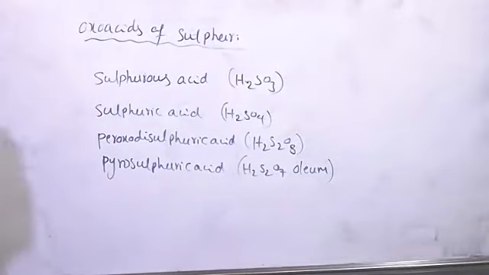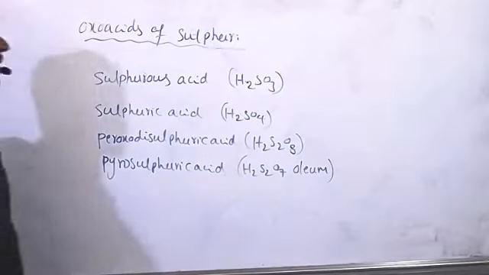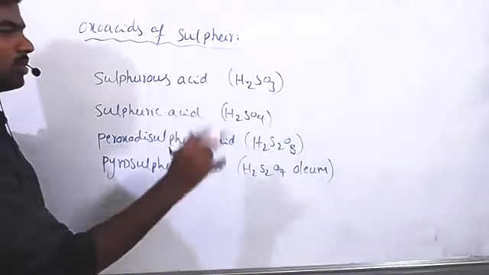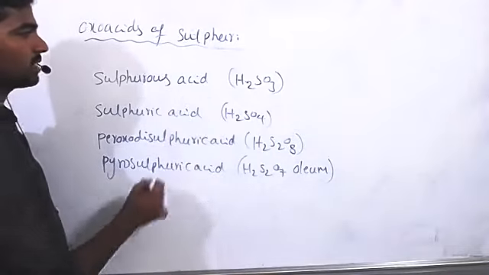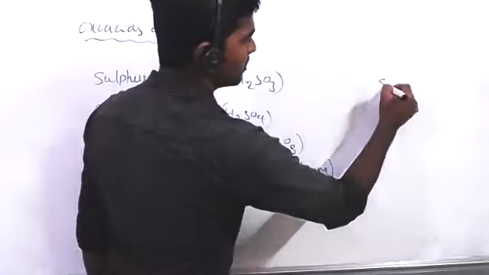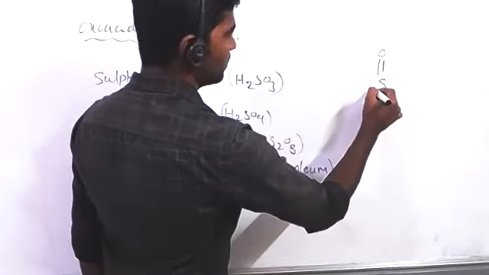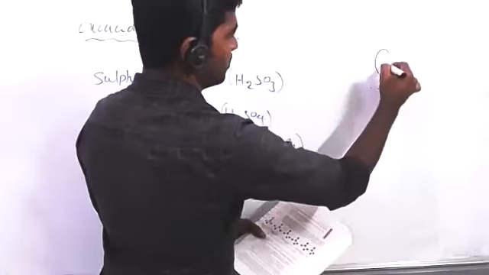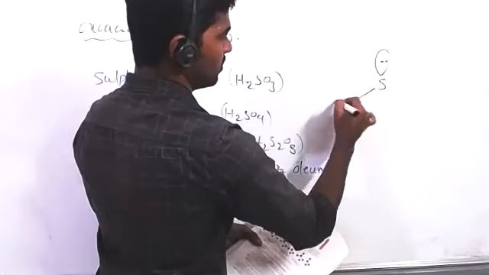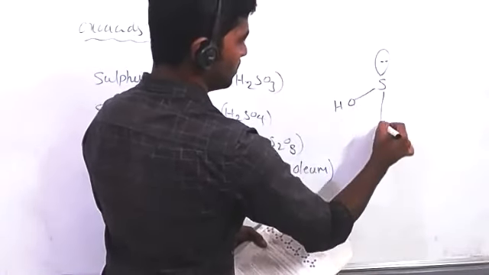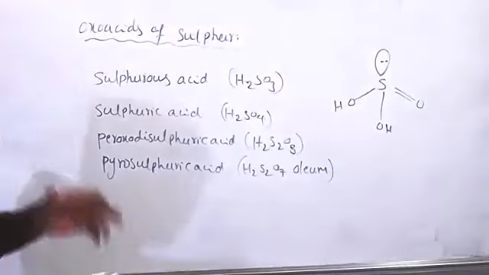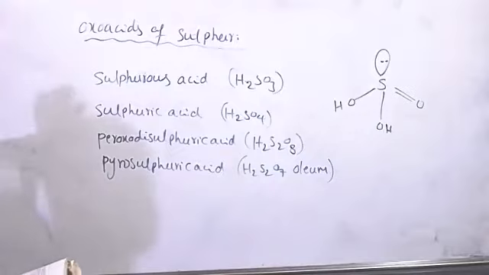Their structure and basicity are frequently asked. All of these have basicity 2, meaning all the acids are able to provide 2 H+ ions. The structure of sulfurous acid is S with a double bond O and a lone pair, and OH, OH. That is sulfurous acid, H2SO3.